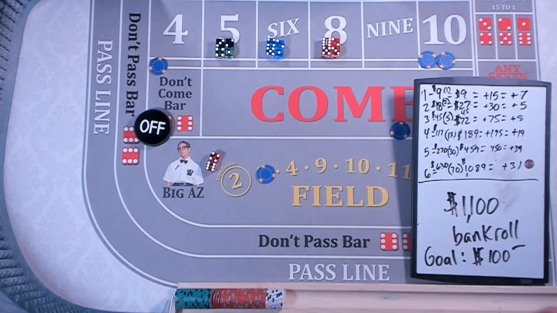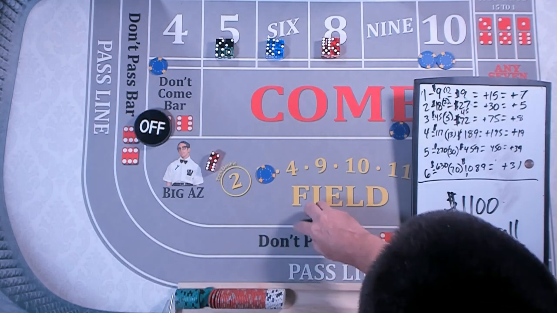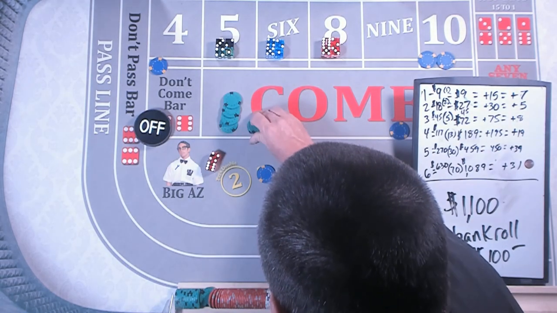I gotta bet 70 hopping each number. 70 hopping each number. $630.